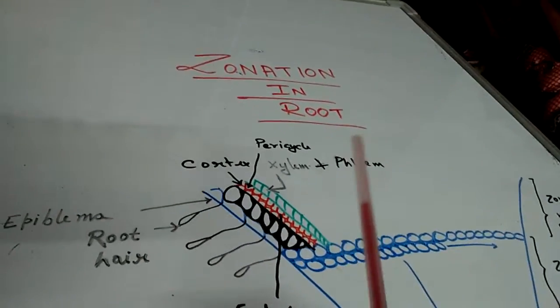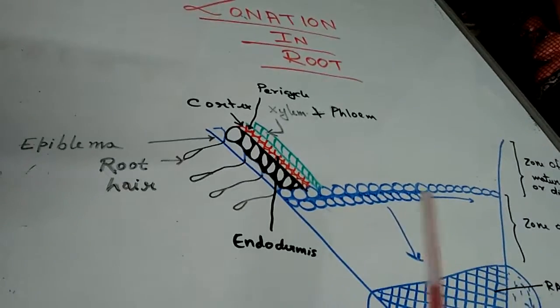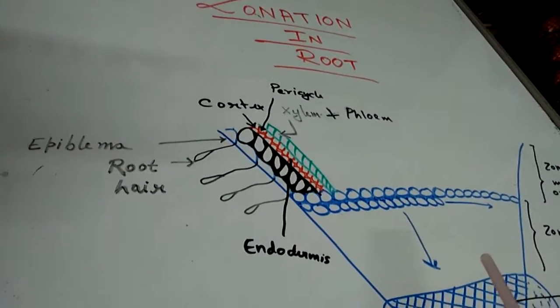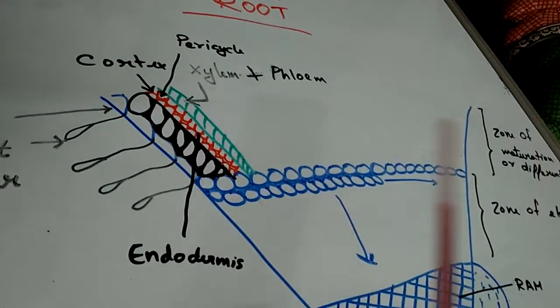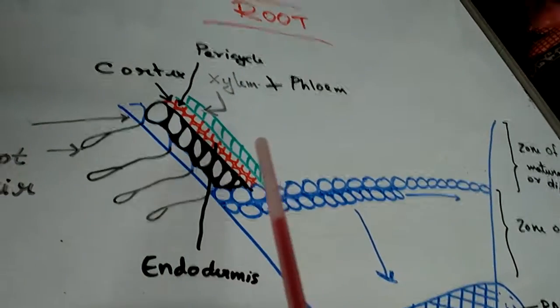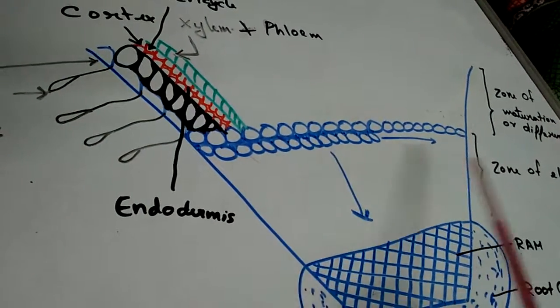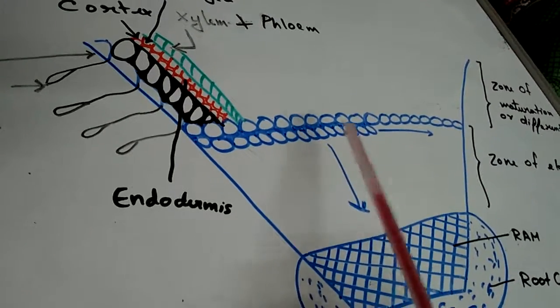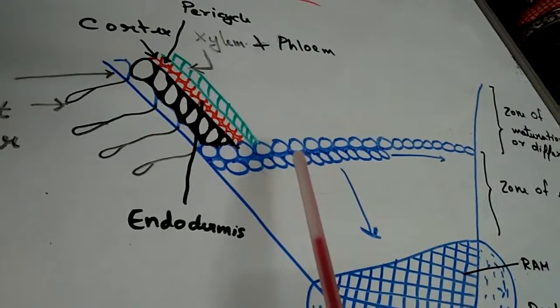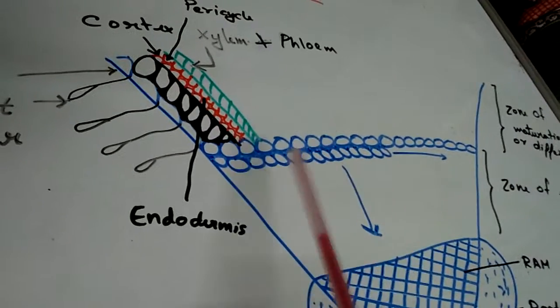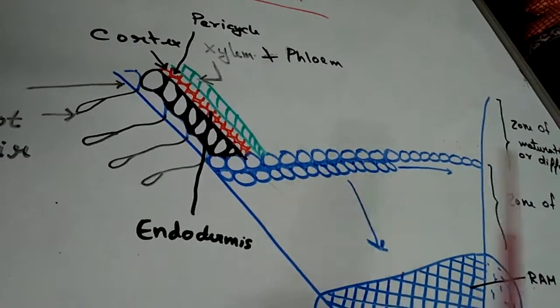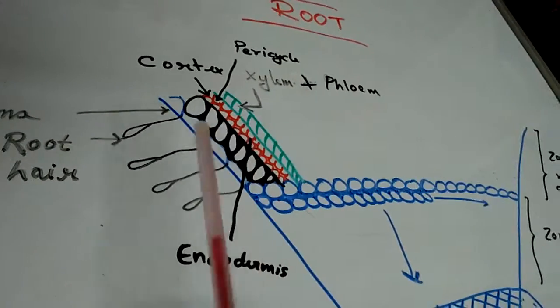Zonation in root. There are some important zones or regions found in root. I have not drawn this diagram completely because the same thing will be repeated on the other side as well, and you need to continue to draw all these circular cells, both horizontally as well as vertically. I have not wasted my time drawing all these circles here. You just need to understand the basic concept of all the zones found in root.